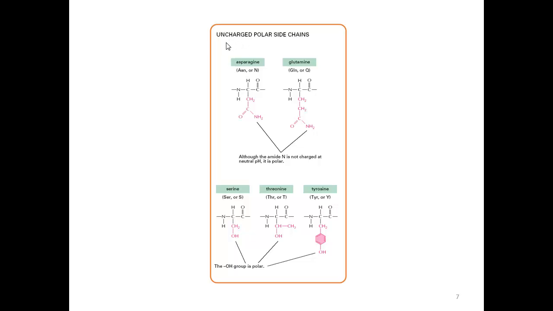The second main category of amino acids are polar, like the charged amino acids, but they themselves are not charged. There are 5 of these in total. We have asparagine and glutamine that have carboxamide side groups. And we have 3 types of amino acids that have hydroxyl groups: serine, threonine, and tyrosine. These also tend to be exposed towards the aqueous solvent.